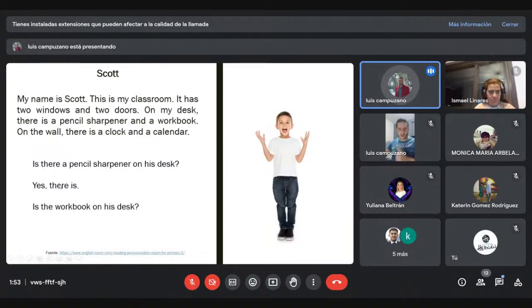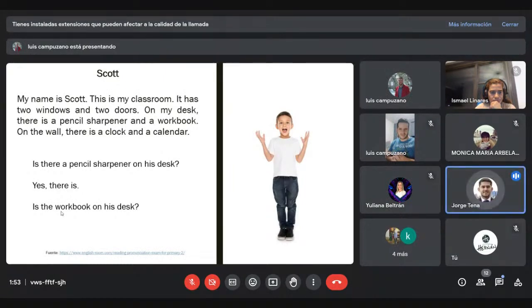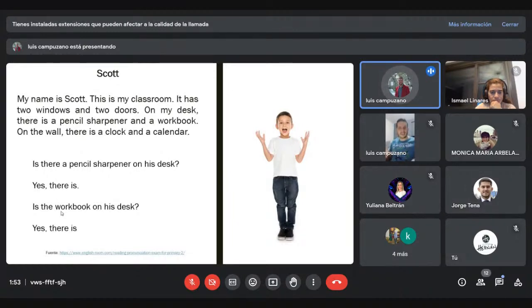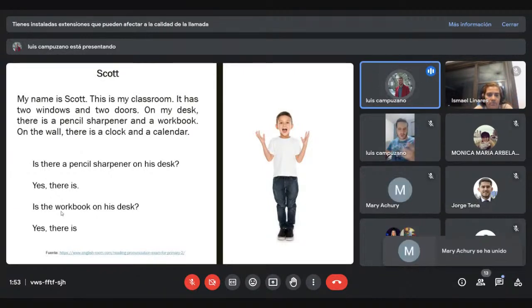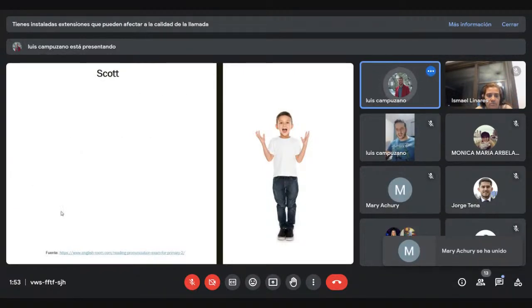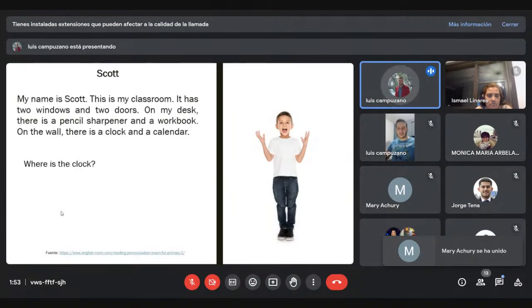All right, let's go to another question here. And this one is for George. George, is the workbook on his desk? Yes, the workbook is on his desk, or to make it sure, we can say yes, there is. Yes, okay. It is. Any one of those is possible, and your sentence is also correct. So we have many possibilities here. Thank you, George.